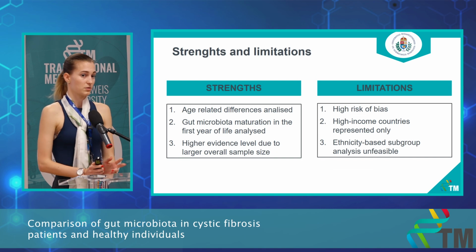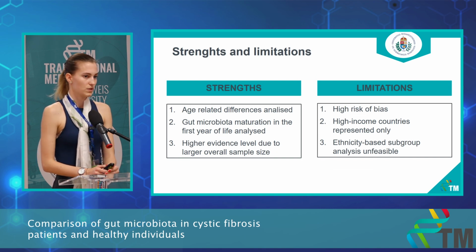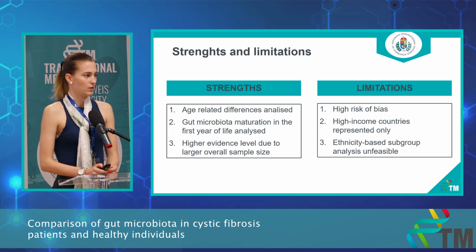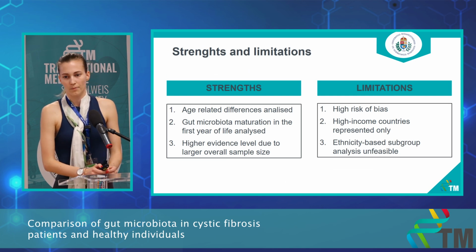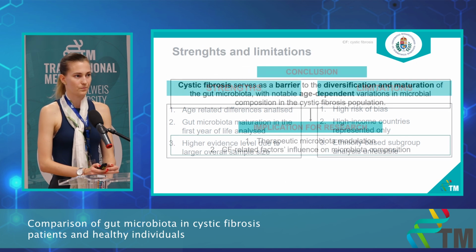We have some strengths and limitations. Our strengths are that we could analyze age-related differences, and we could also analyze the gut microbiota maturation in the first year of life. And we have a higher level of evidence due to the larger overall sample size. However, we have the high risk of bias of the articles, and only high-income countries were represented in our analysis.